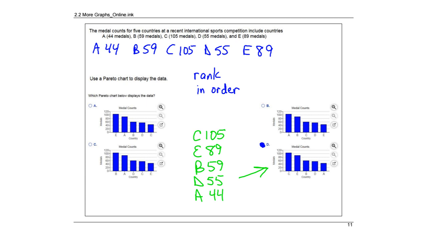Okay, so let's take a look. We have the medal counts for 5 countries of a recent international sports competition. So we have different countries, A, B, C, D, and E, and we want to rank these in order. We've got to see the highest. The highest number of medals was C, so we want C to be the first bar. The next highest is E, and then we go to B. Looks like it's D because we have C is the highest, and then E, and then B, and then D, and A.